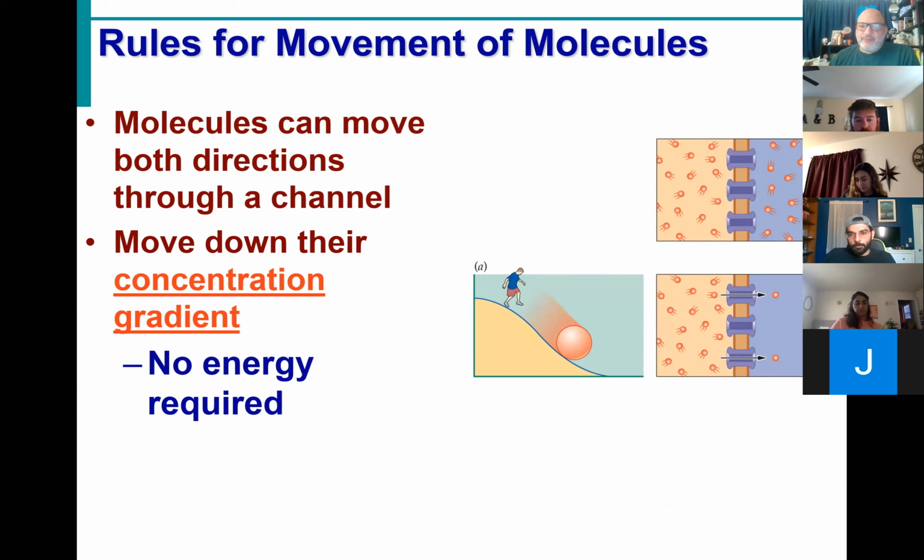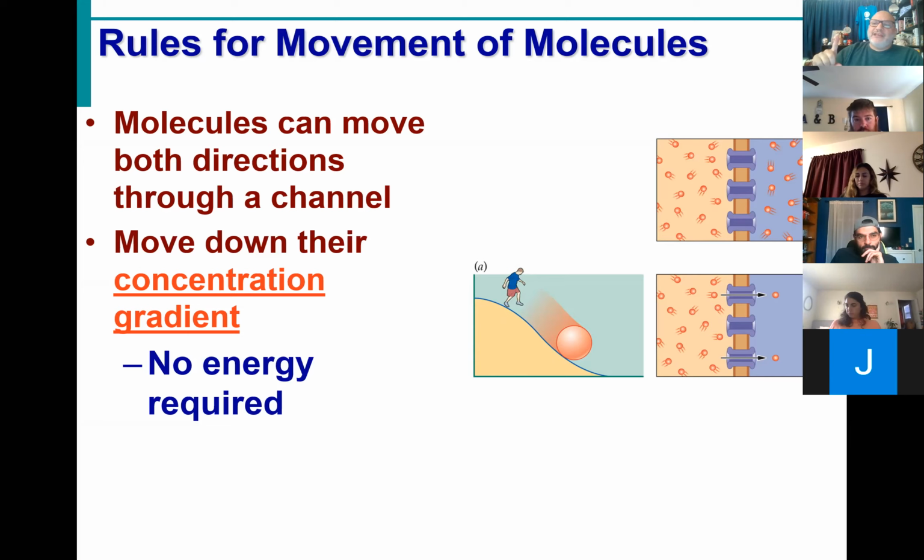And the classic example of this is if I'm standing at the top of a hill with a ball, that ball has a lot of built up potential energy in it because it's at the top of the hill. So when I let it go, I do not have to put any energy into that ball. That ball is going to roll down the hill on its own. And just like we talked about, the steeper the concentration gradient, the faster that ball is going to roll. So things move from a high concentration to a low concentration.